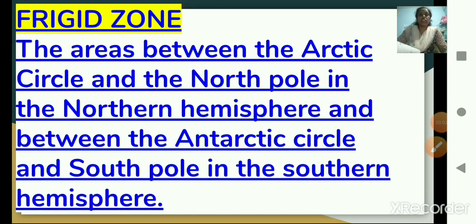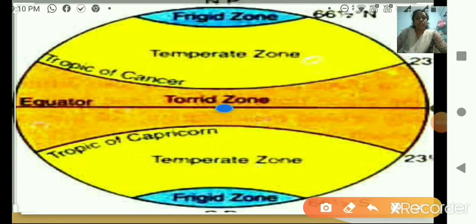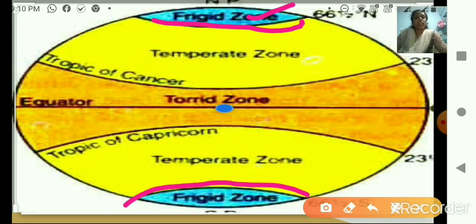Let's see the frigid zone. The areas between the Arctic Circle and the North Pole in the northern hemisphere and between the Antarctic Circle and the South Pole in the southern hemisphere are called frigid zone. Let's see in the diagram. Okay, the area between the Arctic Circle and the North Pole and the area between the Antarctic Circle and the South Pole.